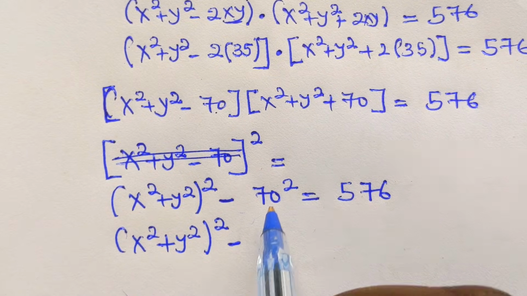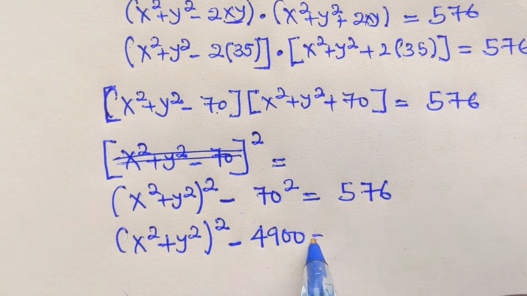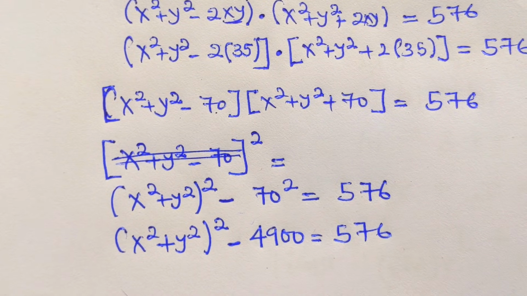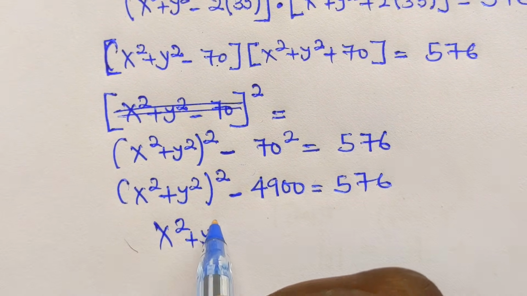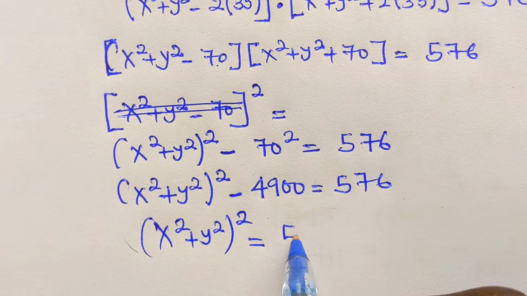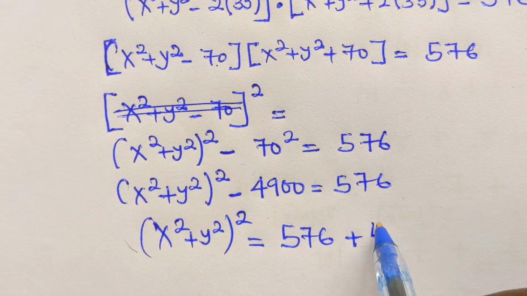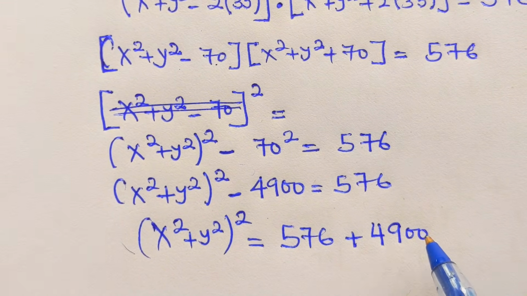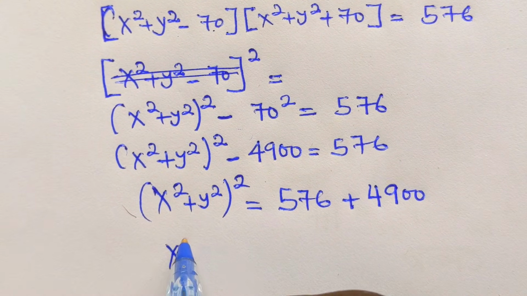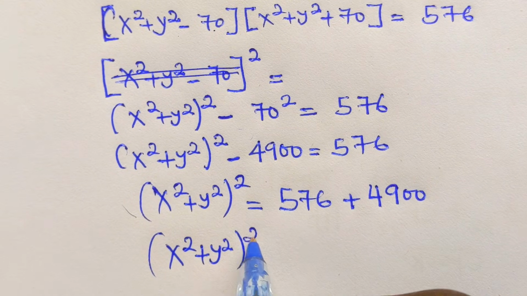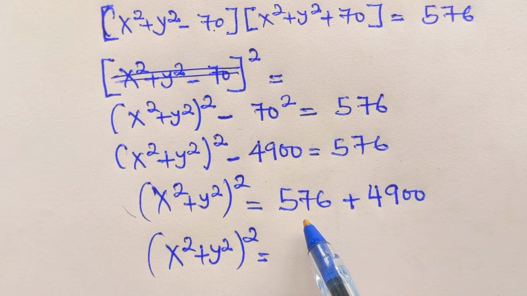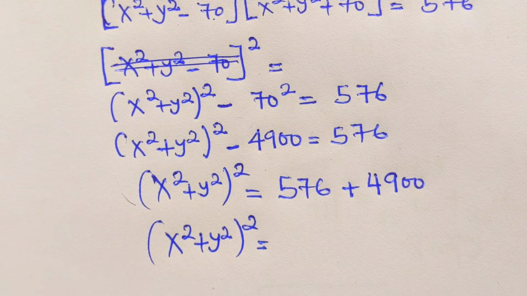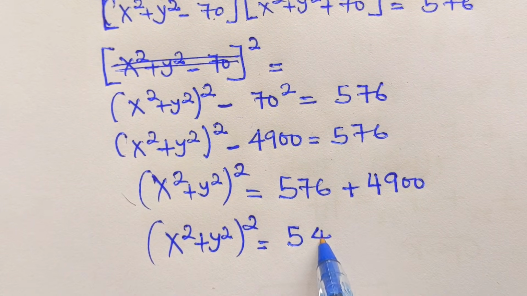At this stage, (x squared plus y squared) squared minus 4900 equals 576. We can group terms at this stage to get (x squared plus y squared) squared equals 576 plus 4,900. 4,900 plus 576 can be written as 5,000 plus 400 plus 76.